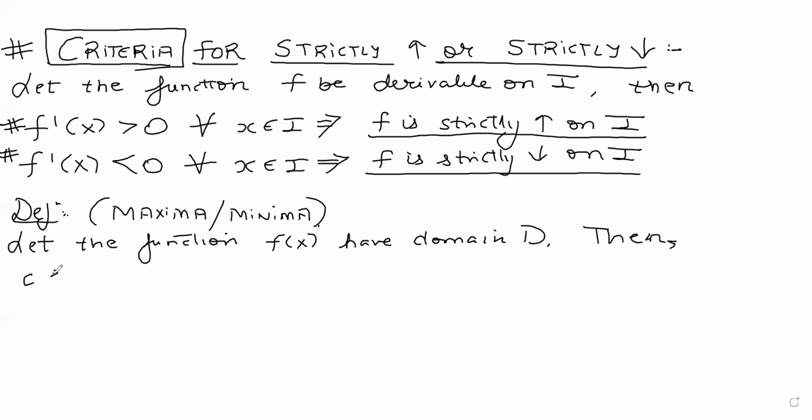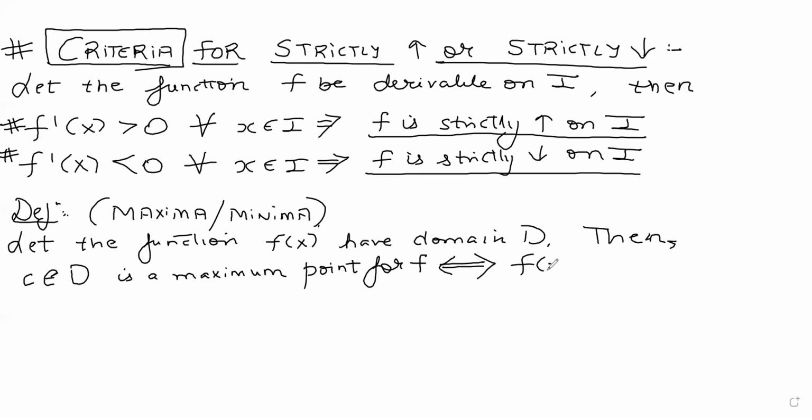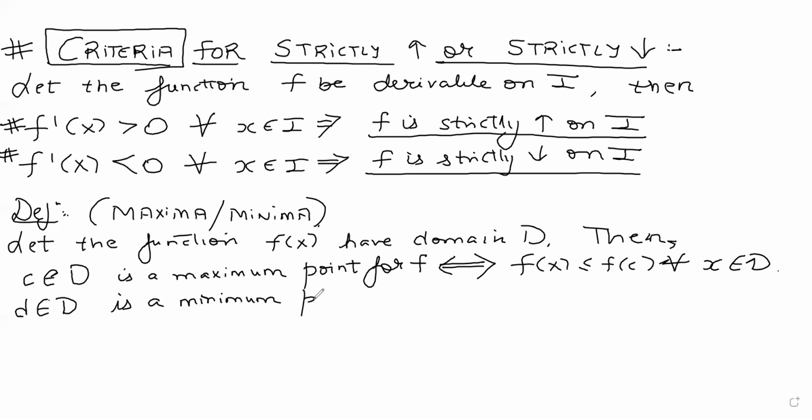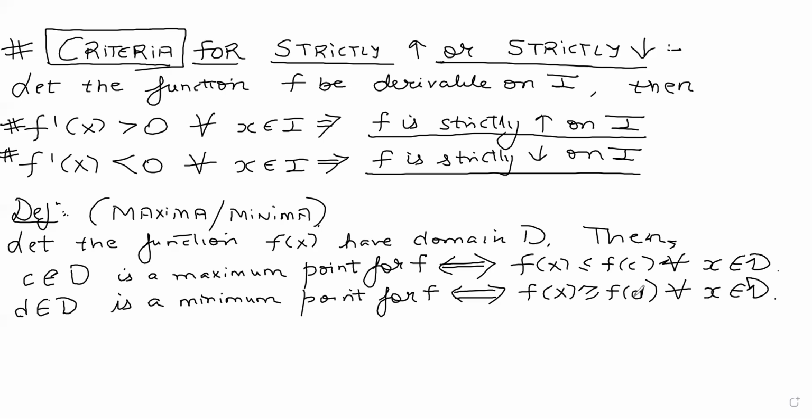Then the point small c belonging to the domain capital D is a maximum point for the function f if and only if f of x is less than or equal to f of c for all x belonging to the domain D, and small d belonging to capital D is a minimum point for the function f if and only if f of x is greater than or equal to f of d for all x belonging to the domain D.